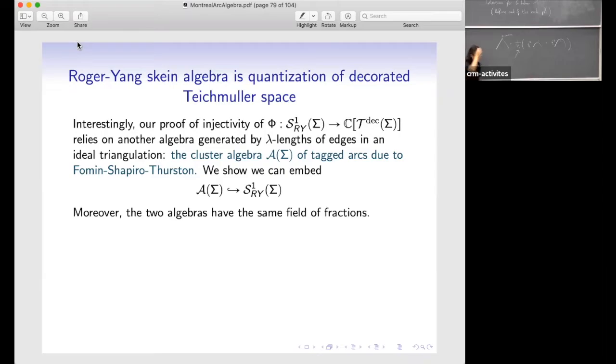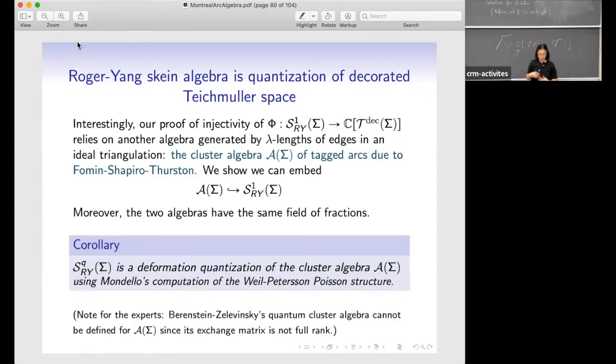So a corollary of this is that the skein algebra is also a deformation quantization of the cluster algebra. And I don't know how interesting or not interesting this is. The cluster algebra by itself, it's not easy to compute the quantum cluster algebra in the sense of Berenstein-Zelevinsky because of technical reasons. So this gives you a quantization of that cluster algebra, but I don't know if it's exactly what the cluster algebra people want.